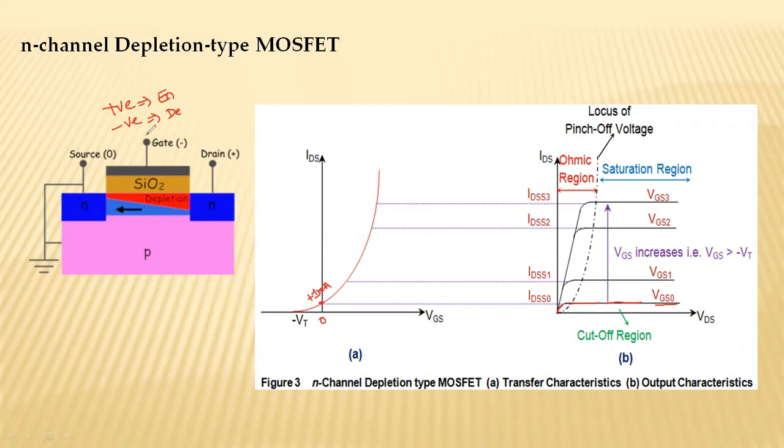So that means as you go on increasing VGS negatively, drain current decreases, and finally it becomes zero at a particular voltage called the threshold voltage. And if you go on increasing VGS positively, the curve is similar to the enhancement mode MOSFET. That is, as VDS increases, drain current also increases.